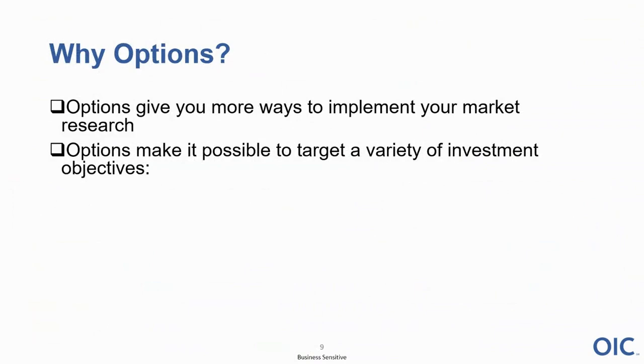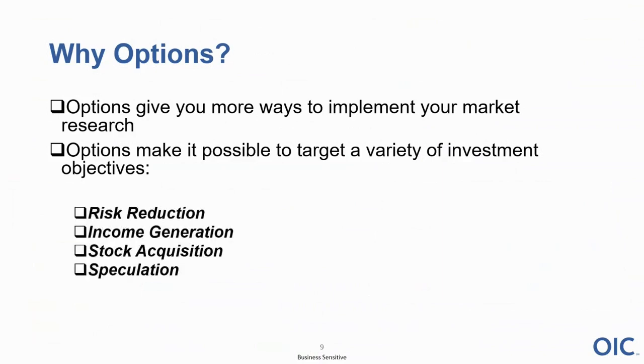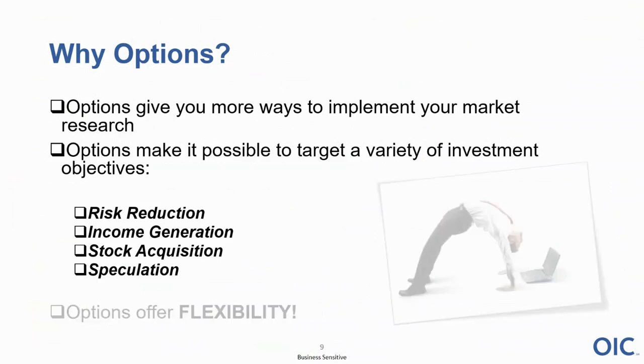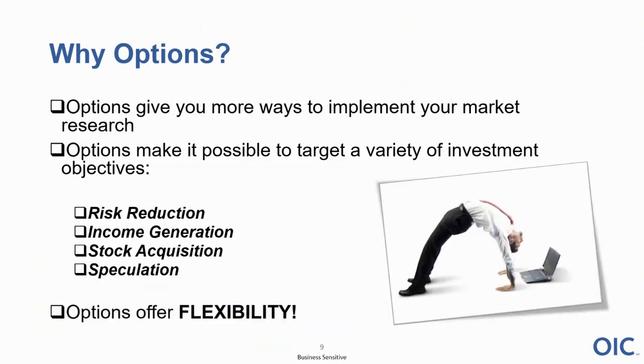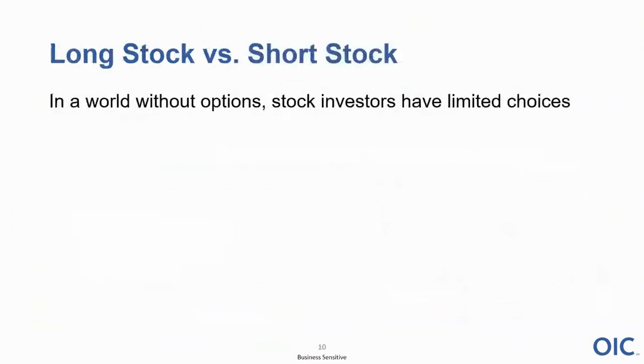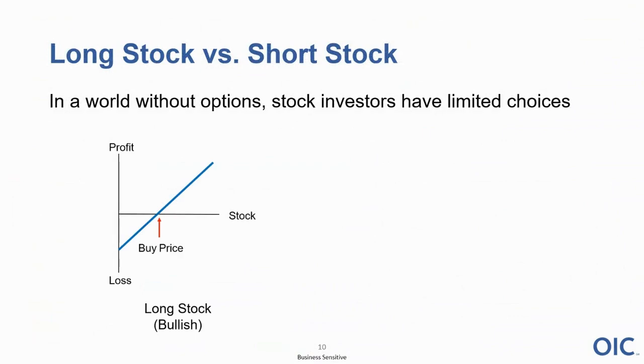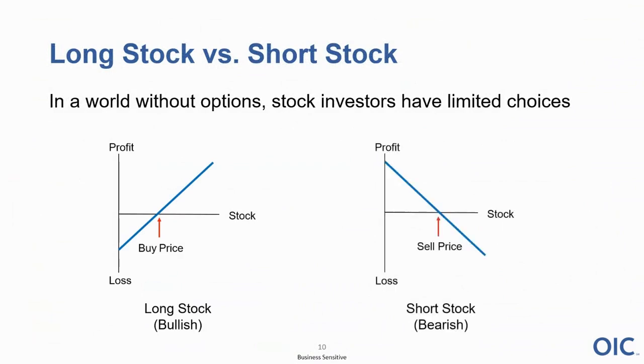So why do we use options? Well, this goes somewhat to the flexibility of options. Options give us more ways to implement our market research and more ways to target a variety of our investment objectives, such as risk reduction, income generation, stock acquisition, speculation, et cetera. What options really offer us is flexibility, that if you're buying or selling stock, we've got limited choices. If you're buying stock, then you want that stock price to go up. You're bullish. If you're selling stock, you want that price to go down, and you're bearish.